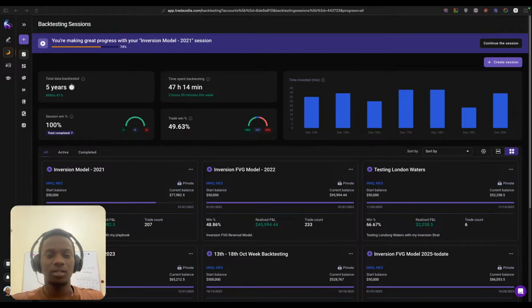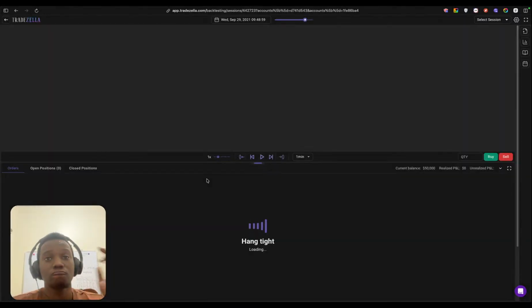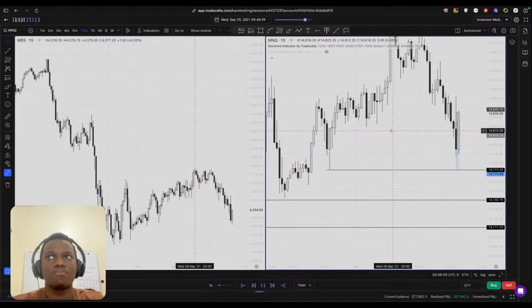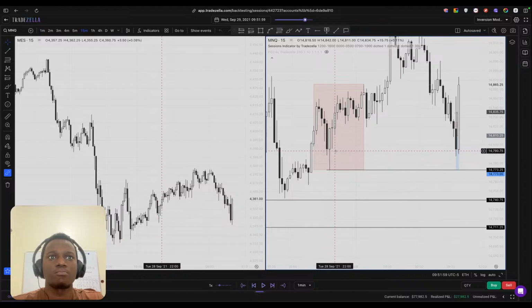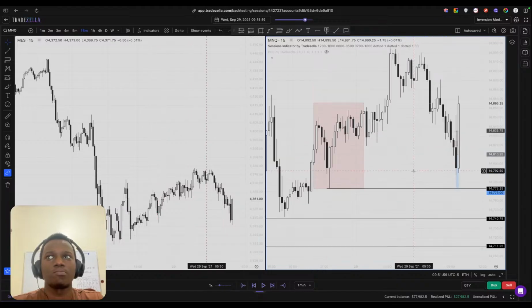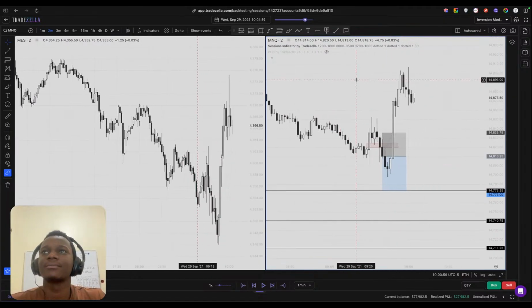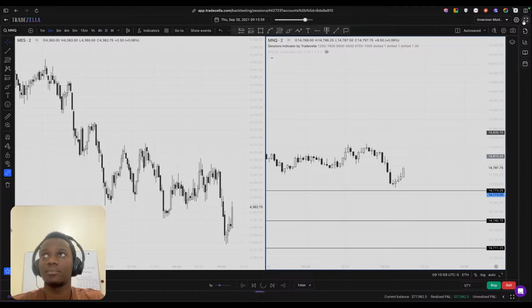So we'll be doing the inversion model from 2021, as we've been doing these past few days, so I think we should just head into it. Okay, I would like to start on the next day specifically.